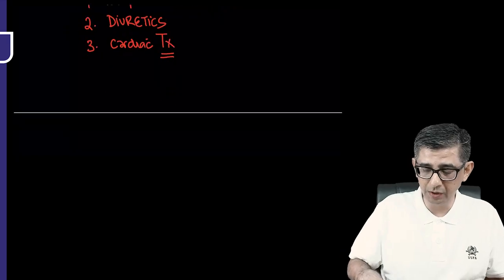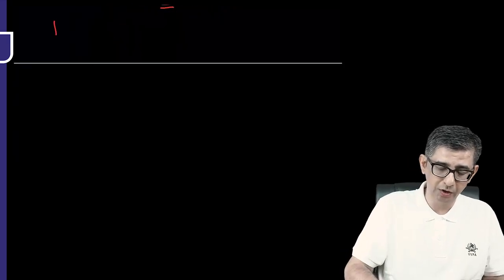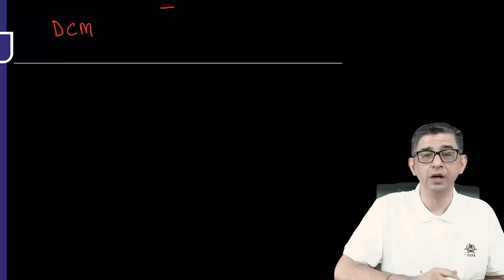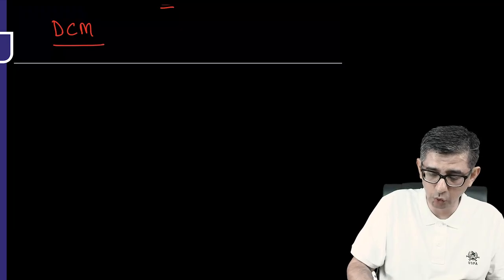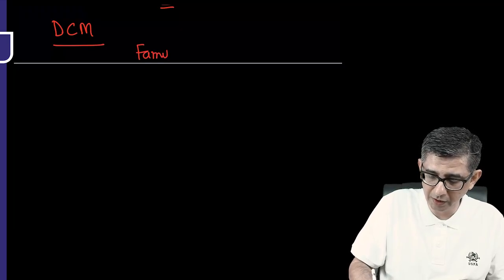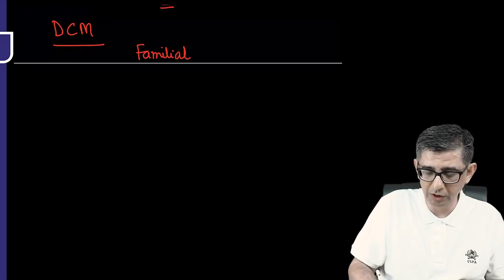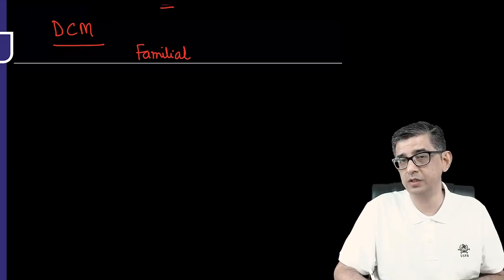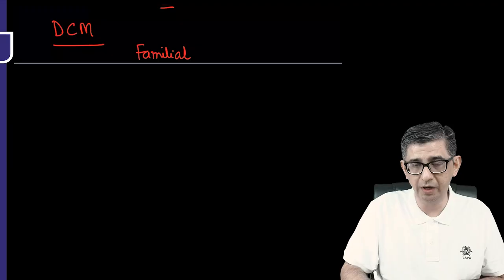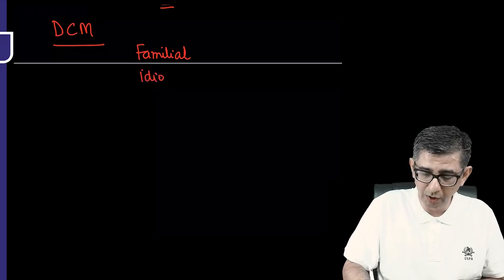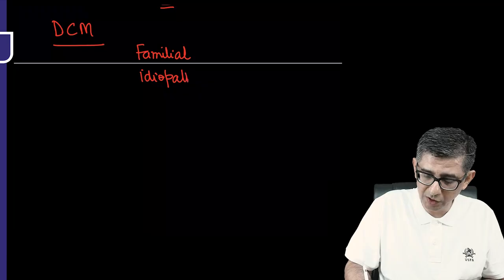Now we shall be comparing the details of restrictive cardiomyopathy with that of DCM, that is dilated cardiomyopathy. Let's look at the causes behind the development of dilated cardiomyopathy. The initial causes would be a familial basis, where there could be Mendelian patterns of inheritance behind it. Then it could be idiopathic, but it is unlikely that he will ask you these two.